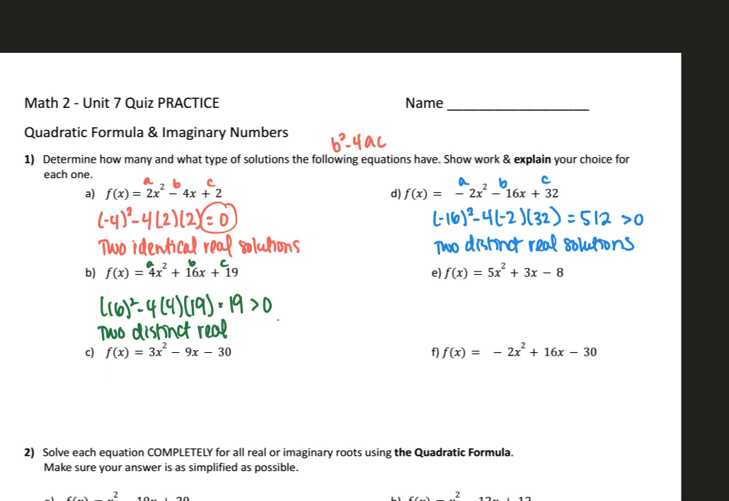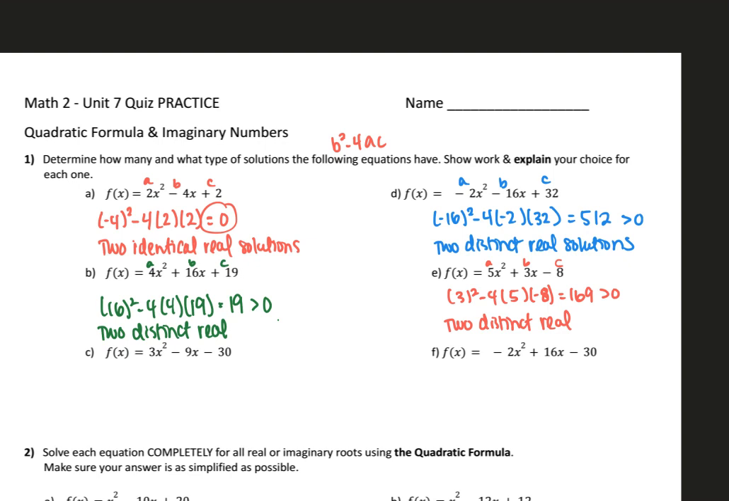So I'm using solutions and roots interchangeably. Either one is okay. All right, going ahead and doing letter E. So again, a, b, and c. So 3 squared minus 4 times a times c. We get 169. That's greater than 0. So we have two distinct real solutions.